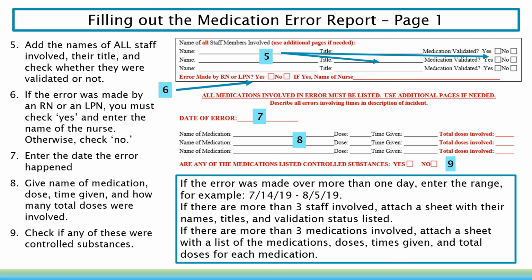Then you're going to add the names of all the staff that's involved, their title, and check whether they were validated or not. If the error was made by a nurse, you must check yes and enter the name of the nurse. Otherwise, you will check no. In most cases, you will be checking no. Enter the date the error happened. Give the name, medication dose, time given, and how many doses were involved. Check if any of these were controlled substances.